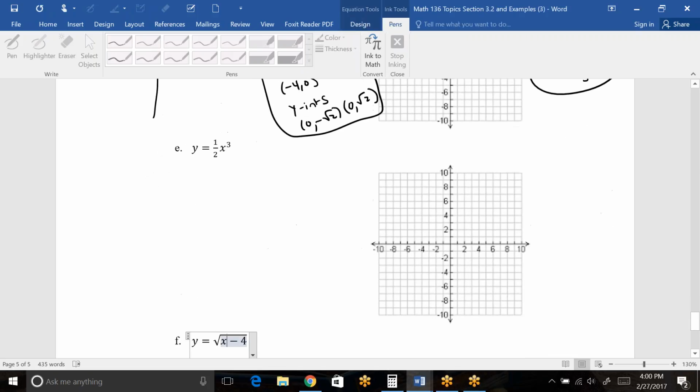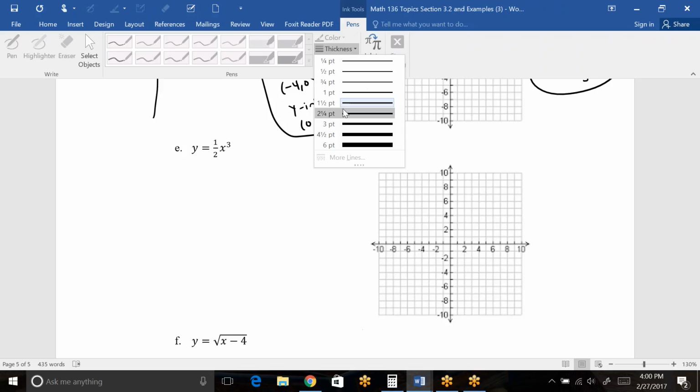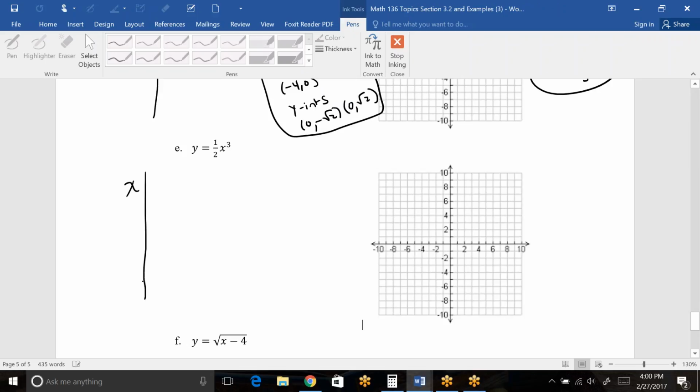All right, let's look at this next one, y equals 1/2 x to the third. So I'm going to be doing an xy chart. Plug in 0 for x and then 0 for y. If I plug in 0 for x, I get 0 cubed, which is 0 times 1/2, which would still be 0. Which means I don't even need to do this one. If the origin comes out as one of your intercepts, it is also the other intercept. So that's not going to help me.